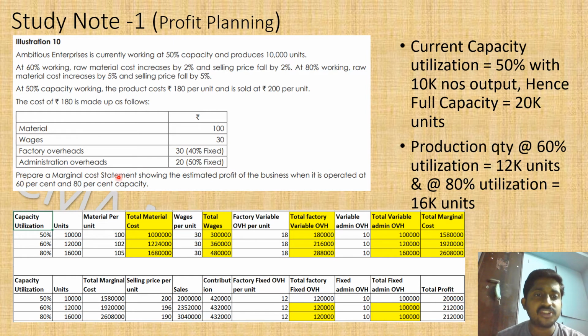Prepare a marginal cost statement showing the estimated profit of the business when it is operated at 60 percent and 80 percent. Here we are not going to make any decision, but we are going to put to the management what the profitability will be in both cases: 60% operation and 80% capacity utilization.